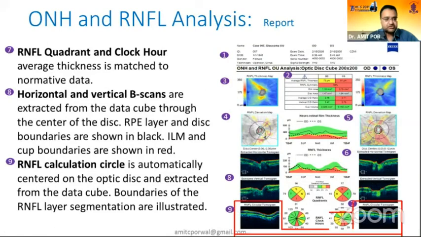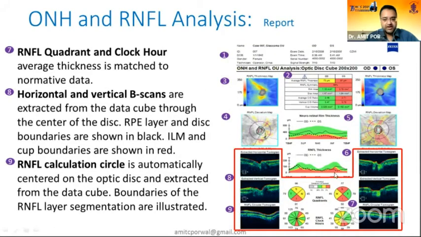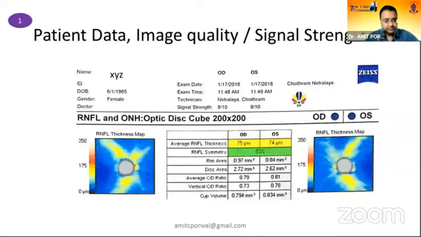Coming to the next zones, basically you have the RNFL quadrant and clock hour average thickness, which is again matched to the normative database. You have the horizontal and the vertical B scans, which are extracted from the data cube through the center of the disc. And then you have the RNFL calculation circle, which is automatically centered on the optic disc and extracted from the data cube.